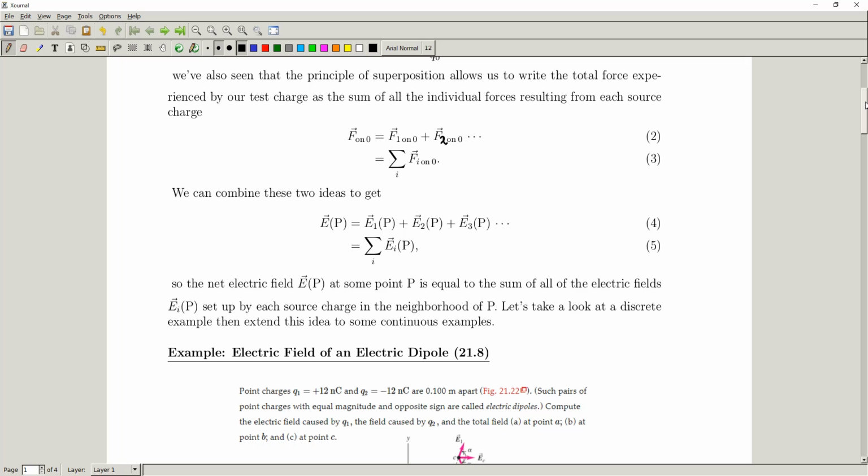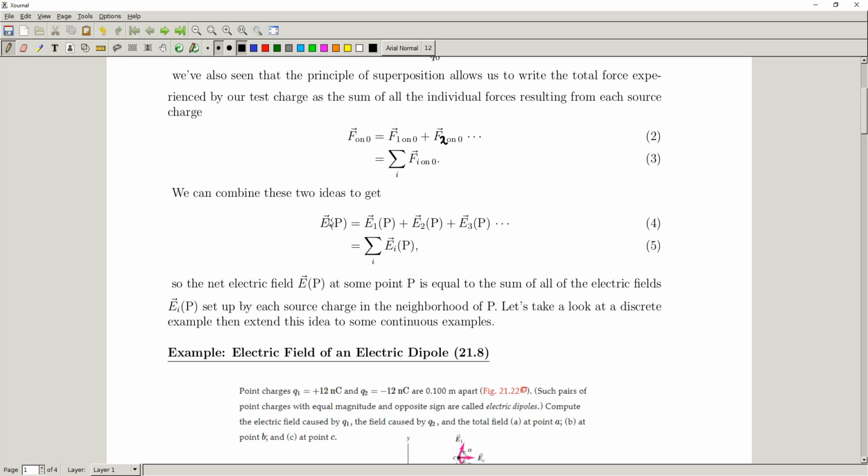So let's say we had 3, 5, however many point charges we wanted, and we wanted to calculate the electric field at some other point P. Well, we could do that by calculating the electric field contribution from our first point charge, then from our second point charge, and so on, until we did all the point charges, and then add them all up, and that would give us our total electric field at that point.